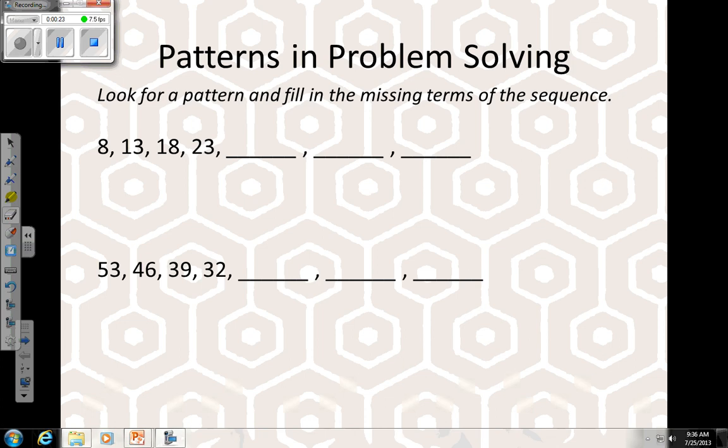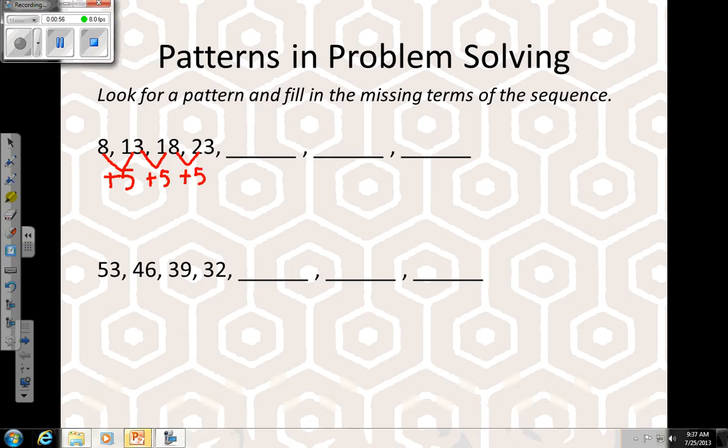So first off, it says look for a pattern and fill in the missing terms of the sequence. For this first pattern here, and generally when you start looking for a pattern, you want to see if there's a constant difference between the numbers. So if I look at 8 and 13, to get from 8 to 13, I had to add 5. Continuing on from 13 to 18, same thing. I had to add 5. 18 to 23, I had to add 5. So in this case, we're adding 5 each time.